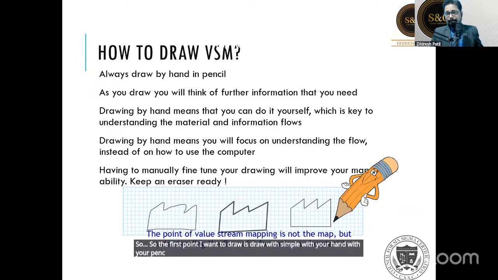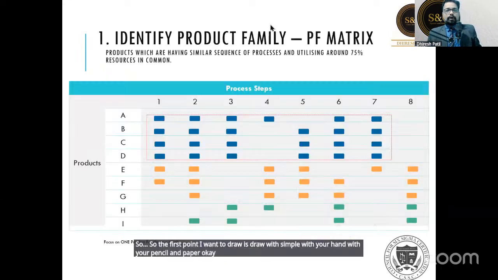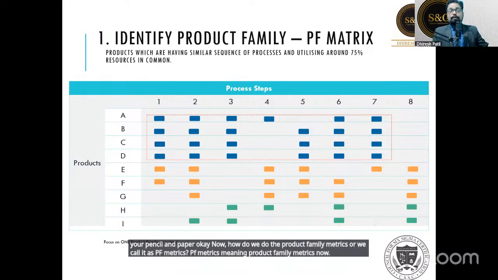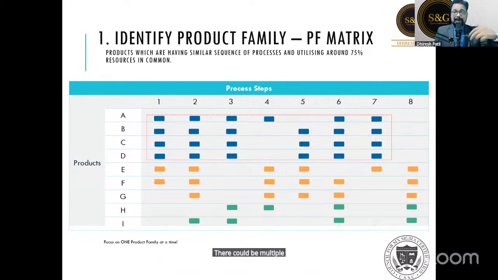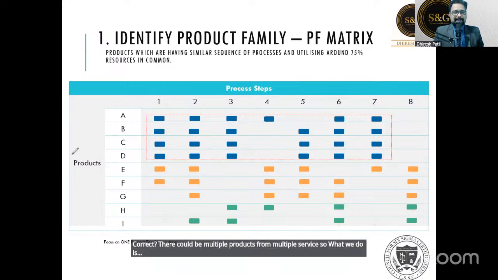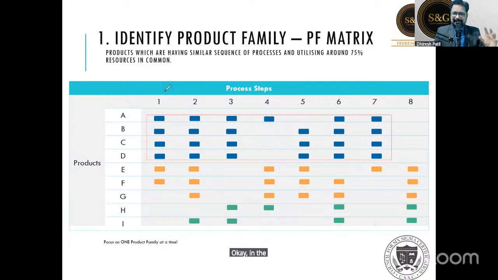and paper. Okay. Now, how do we do the product family matrix, or we call it the PF matrix? PF matrix meaning product family matrix. Now, there could be multiple products we have or multiple services we have. Correct? There could be multiple products or multiple services. So what we do here, I'll give you a practical example which we had done in the last session. We had done it live in the live session. Okay, the banking sector example, I'll show you that.